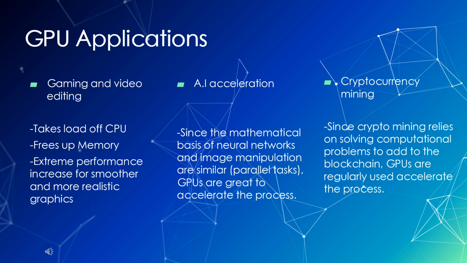Another application is in artificial intelligence acceleration, since neural networks in AI require a lot of computational power that are quite similar to those in image manipulation, because they're very parallel tasks. A lot of tasks have to be done at the same time. GPUs are great to do that.